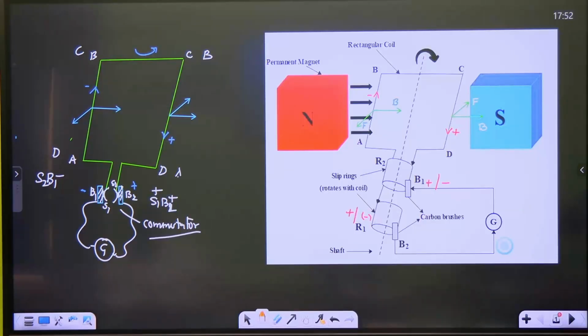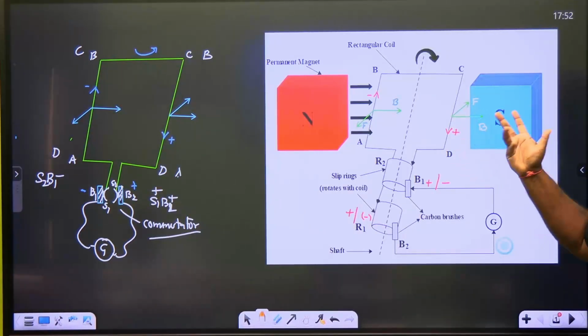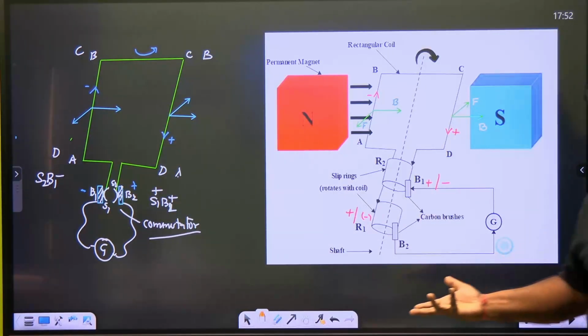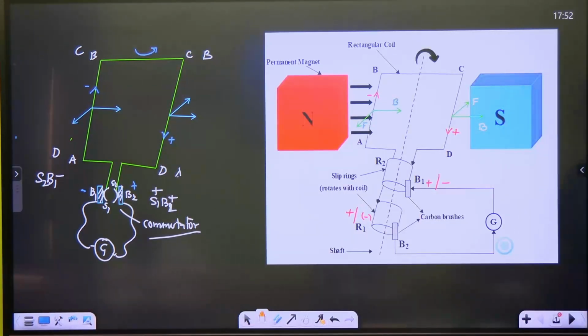Did you understand the funda or not? Or do you want me to explain again? I can explain. See, in an AC generator, one side is always going to have a different polarity when it goes to the other side. And since it is continuously with a particular slip ring, if your polarity changes, the slip ring's polarity also changes. Right? AB is not in contact. The drawing is such that AB is in contact with R1.